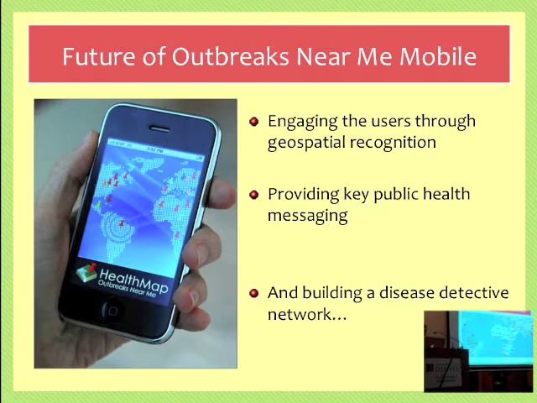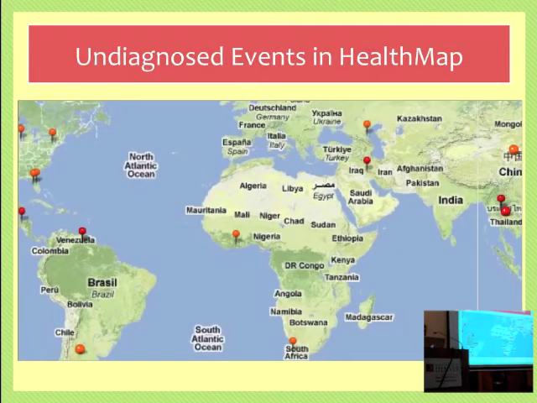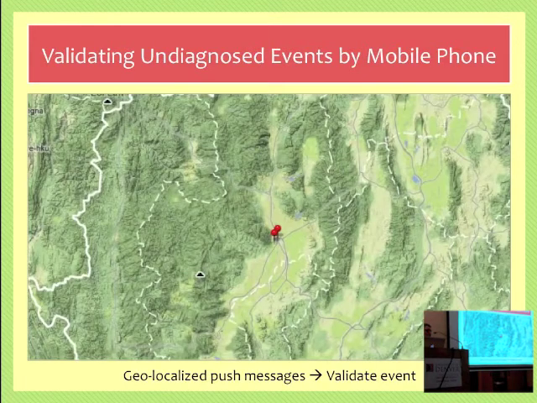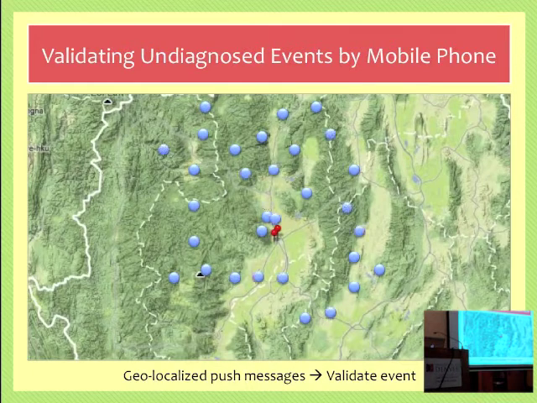Now, these happen all over the world: there's an outbreak of something, but we don't know what it is. And the difficulty is getting more information about this. So what we imagine is finding events that might be undiagnosed and finding people within the geographic area surrounding it and sending them push messages that say, hey, do you know anything about this? This is something we're starting to work on, to see if we can incorporate it in ways that respect people's privacy enough, but also give useful information.